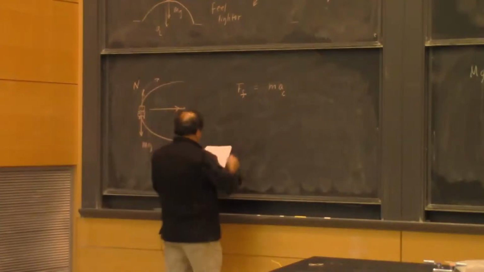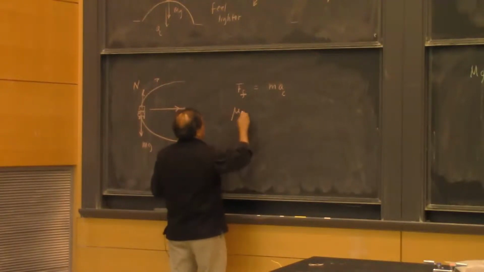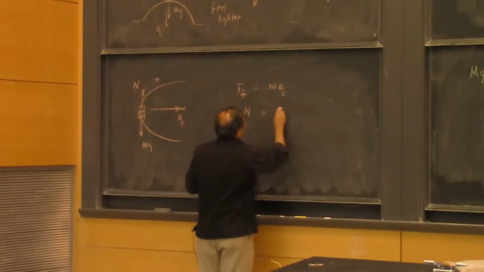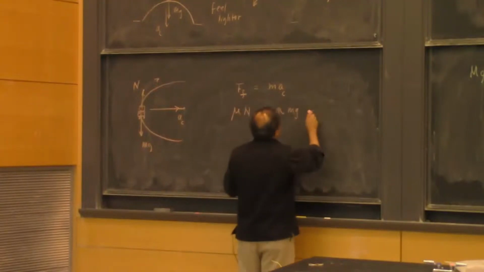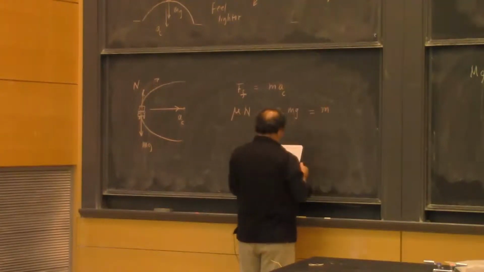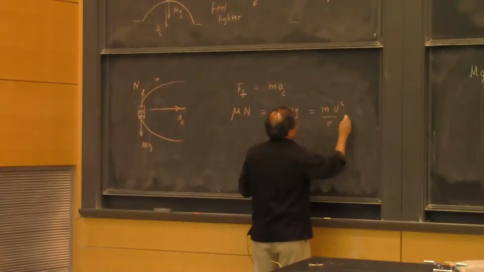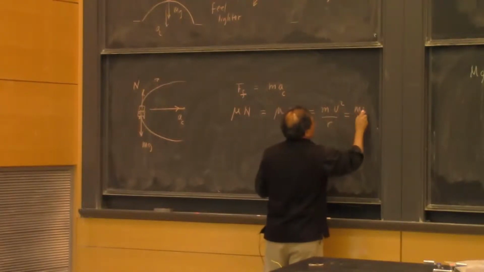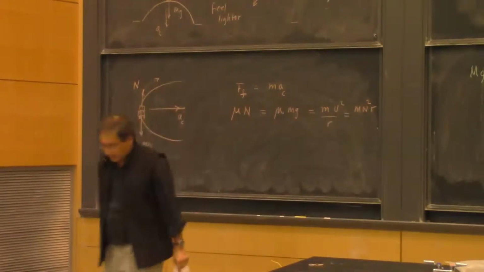So this is what you got, and we know that the friction force here is the coefficient of friction times the weight, the normal force, and so that's going to be mu times mg. And this is going to be mv squared over r, the centripetal force, or equivalently m omega squared times r. Okay, that's what we got.